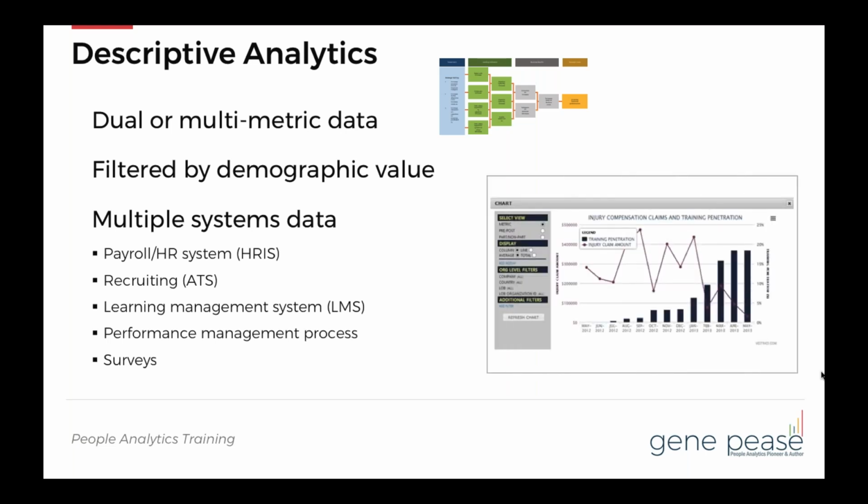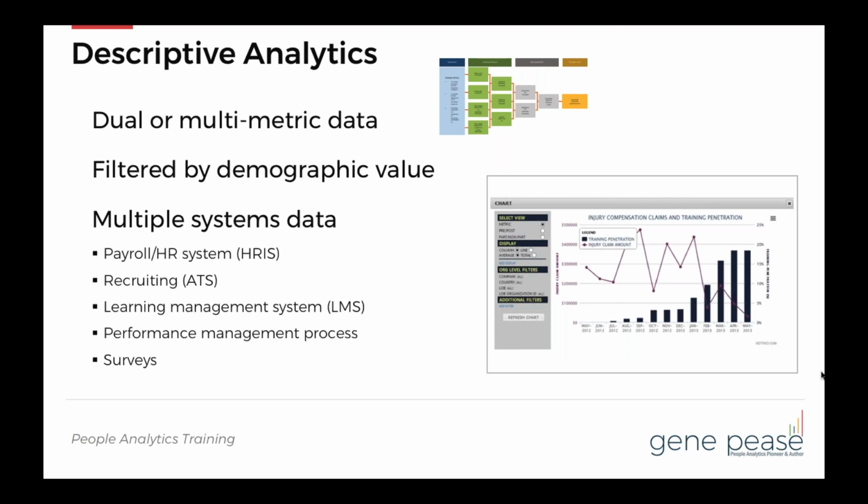And so what it gives you, this is a specific study that was done, and this is looking at injury compensation claims, which is the purple. You can see how high they are going from left to right over time, and they start decreasing as our training penetration of this subject increases. So as we train more people, which is the bars, our injury claims start going down. That's what we would hope.